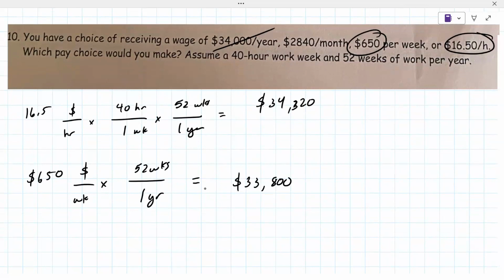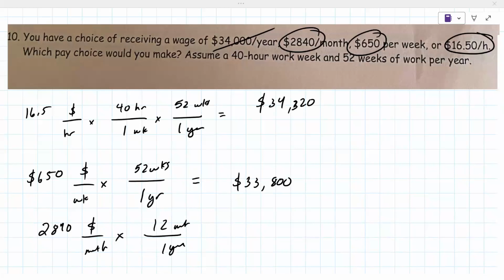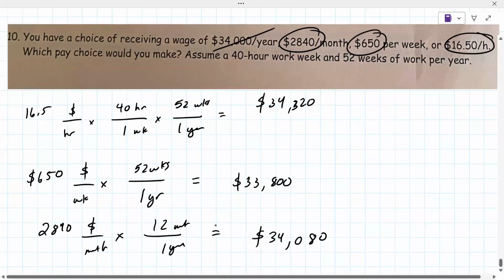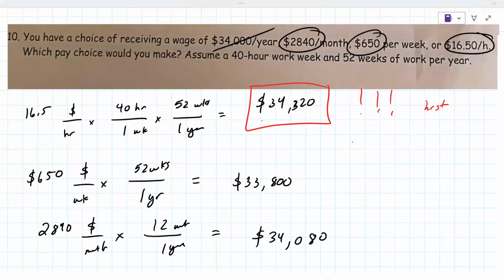And then the last one is the 2840 a month. There are 12 months in 1 year. So if you multiply that 2840 times 12, you end up getting 34,080. So the hourly rate is the best. It's the best. Awesome.